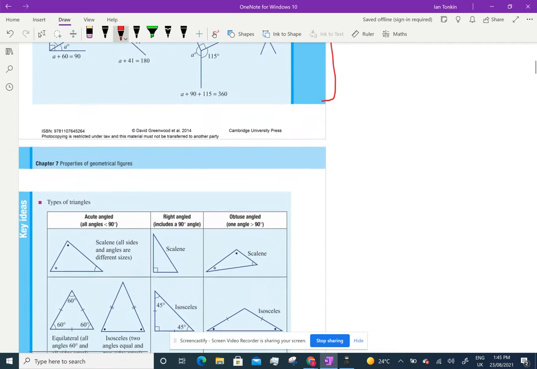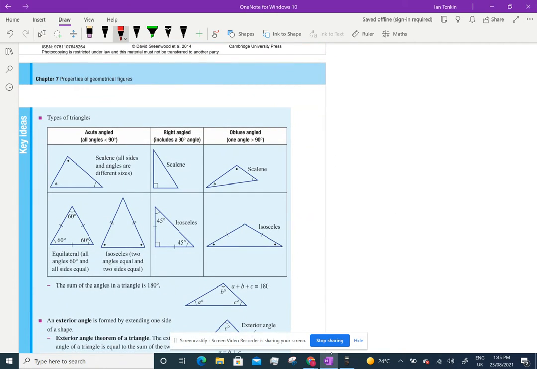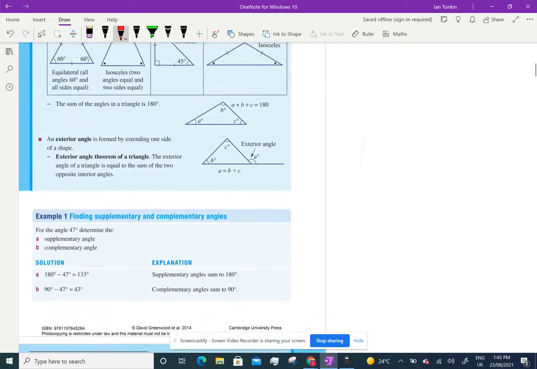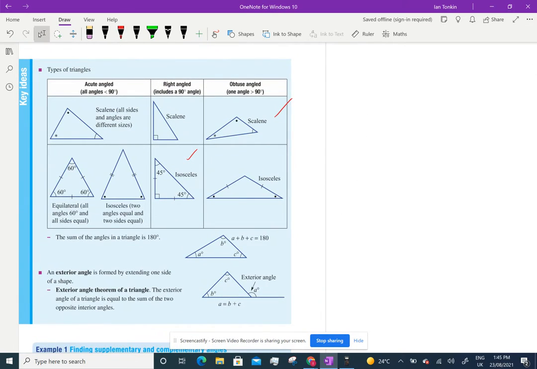Also, you need to know the different types of triangles. You would have done these last year. Isosceles, scalene, and they haven't got equilateral there, but they should have. And equilateral. Oh, here it is, equilateral. They do have equilateral there. Also, the exterior angle of a triangle and the angle sum of a triangle. So make sure you get all those notes down. Take a bit of time, make sure you are able to do all that.